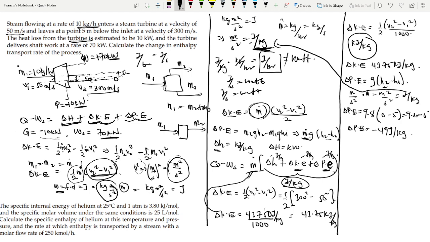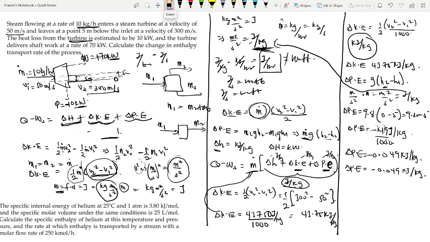Now, because you want to convert it into kilojoules per kilogram, I'm going to divide by 1000, and then we get our change in potential energy to be, moving 1, 2, 3, negative 0.049 kilojoules per kilogram. So the change in potential energy is equal to negative 0.049 kilojoules per kilogram. So I want us to clean these parts so I can get more space to work with.